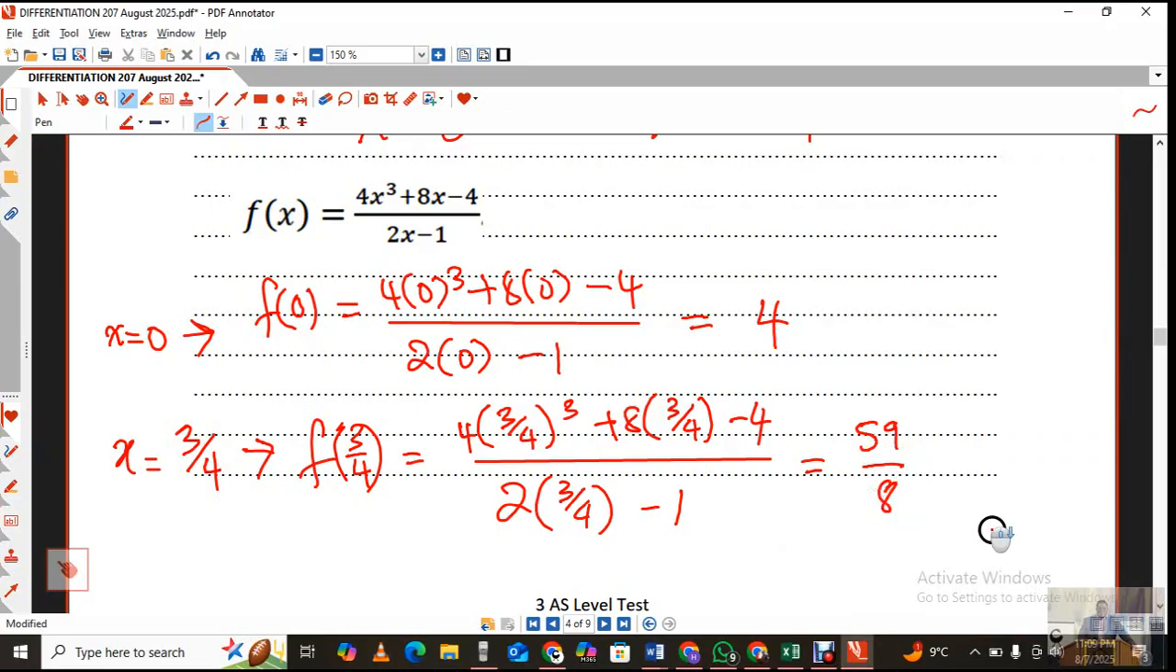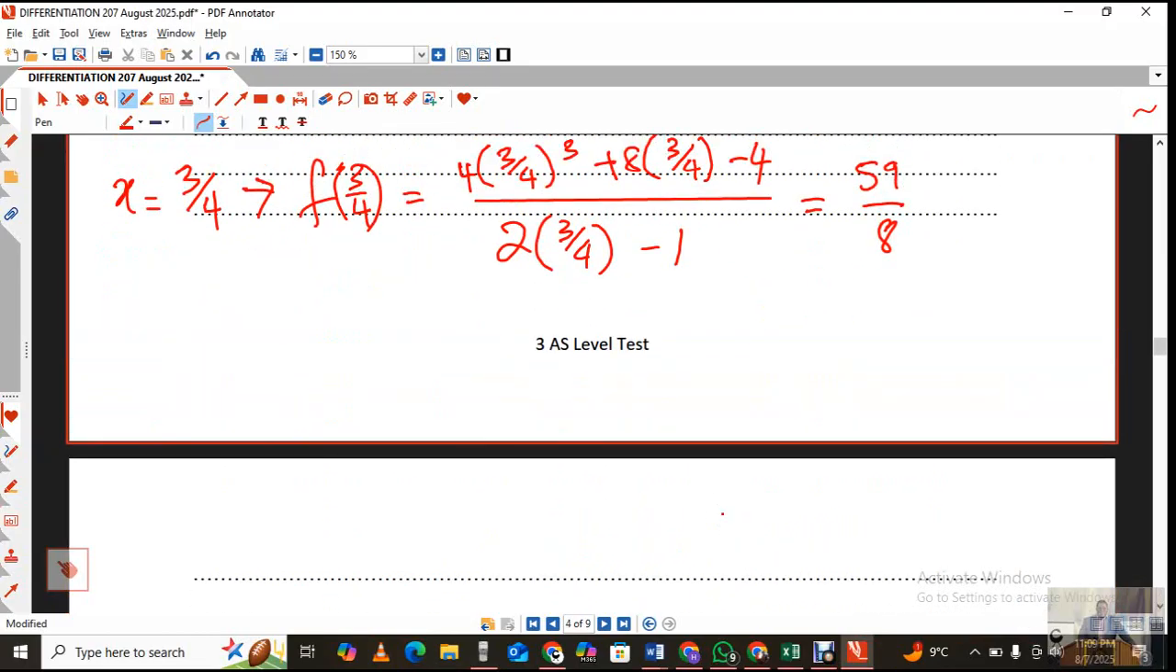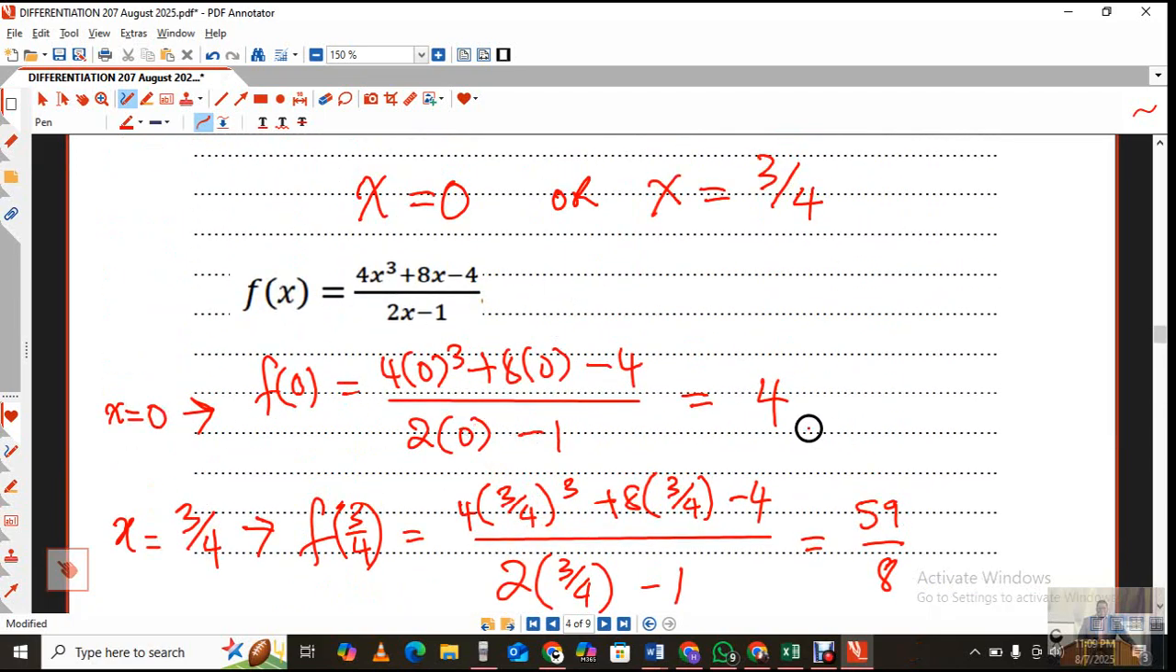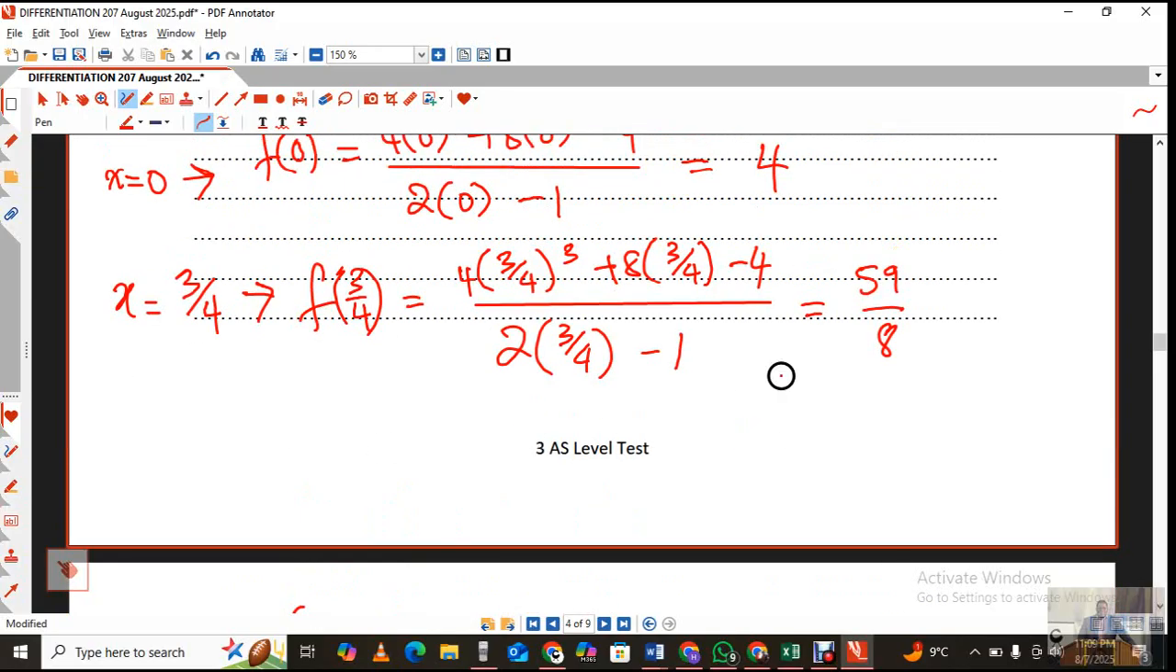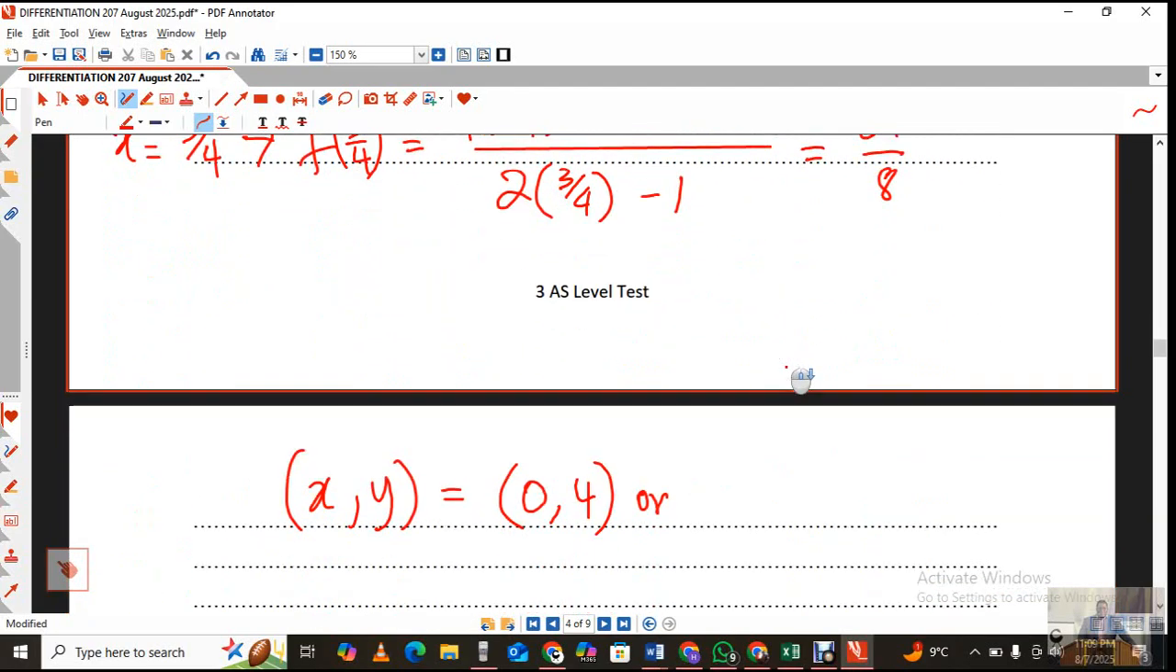So our coordinates. I have space here, but I'm just going to write it here. Our coordinate for x and y is going to be (0, 4). When x is 0, we have y equal to 4, and the other one, x was 3/4, remember that. Then y was 59 over 8, so x is 3/4, and the y value was 59 over 8.